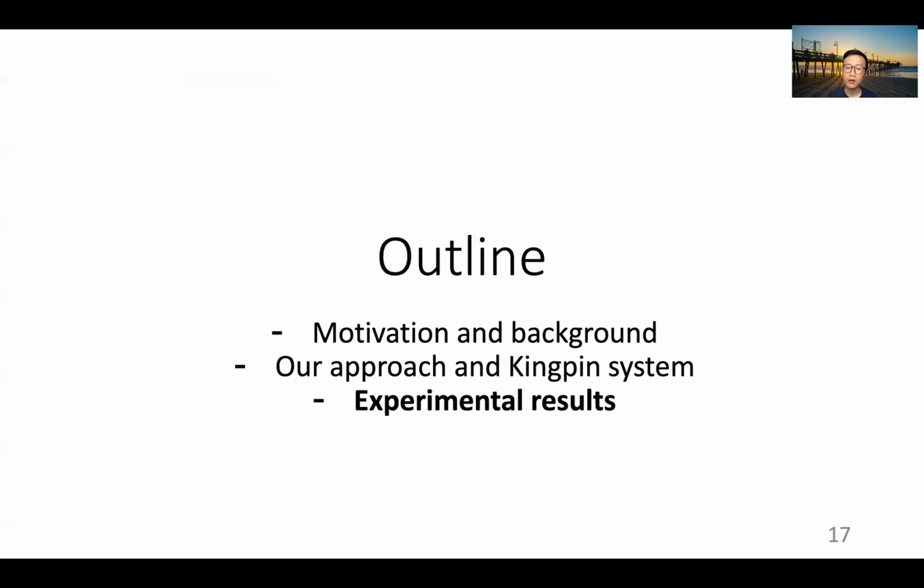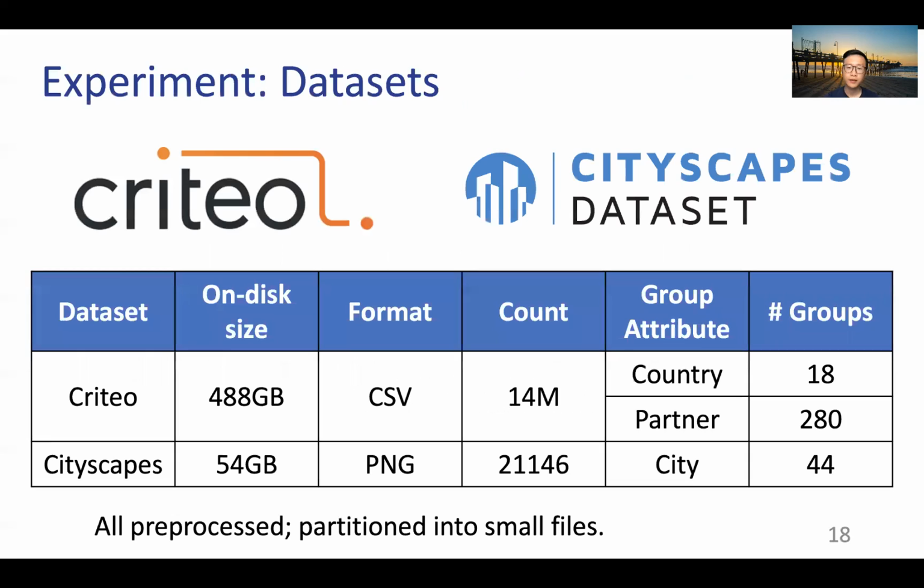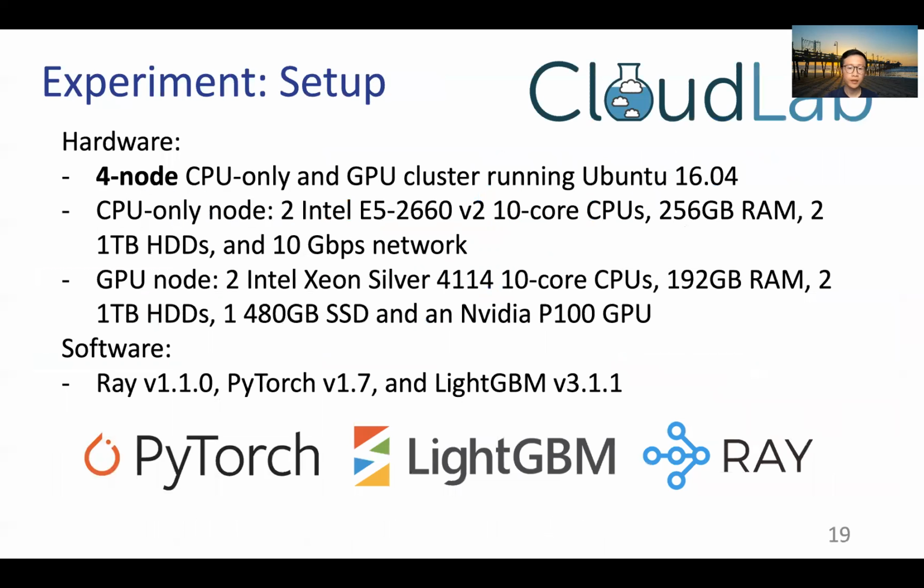Lastly, we briefly present our experiments and results. For the experiment, we use two real-world datasets, Cre2 and CityExpress. Cre2 is a tabular dataset with many group attributes. We pick country and partner, with 18 and 280 groups respectively. CityExpress is an image dataset with 44 groups. We pre-processed all datasets as per standard ML practice and partitioned them into small files for parallel data loading. We conduct the experiments on CloudLab. The experiments are carried out in 4-node CPU and GPU clusters. Here are the software and hardware setup.